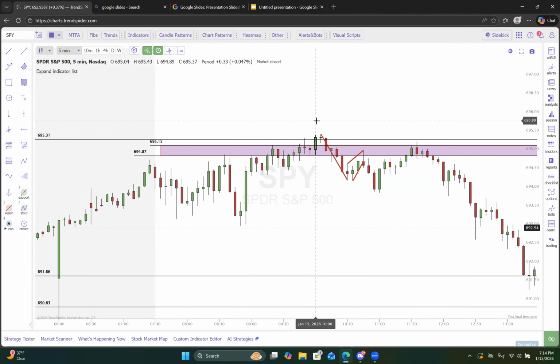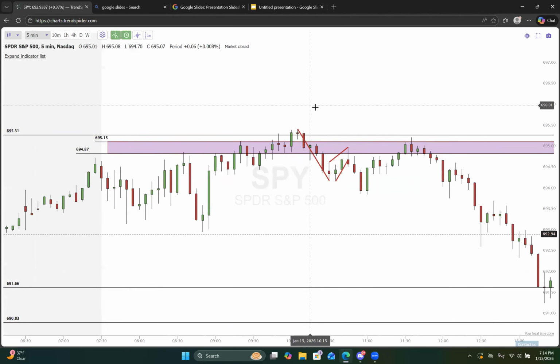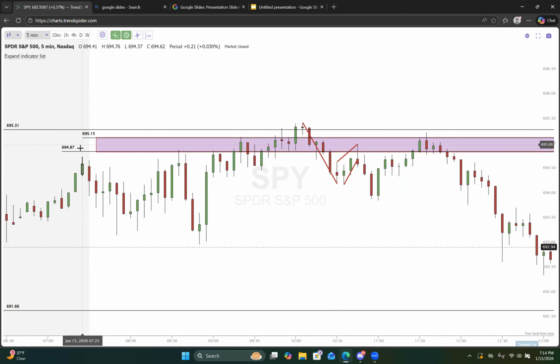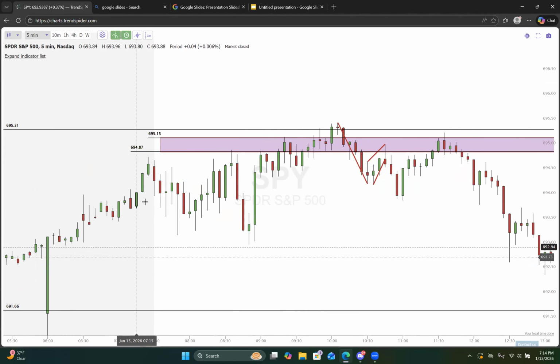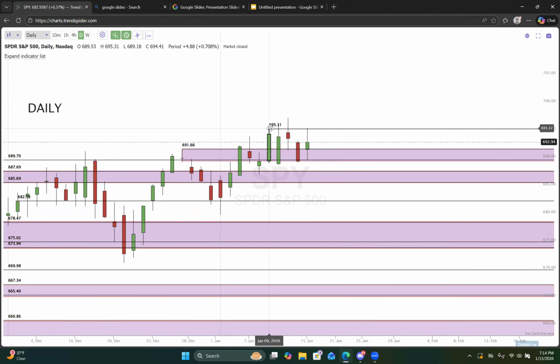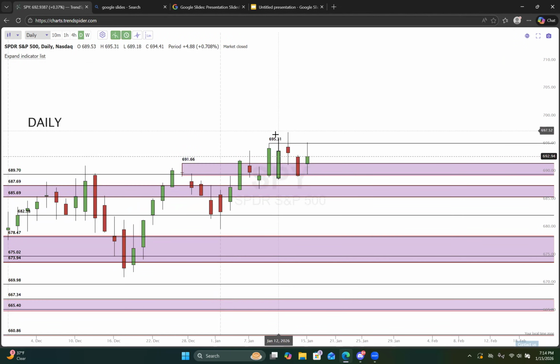So trust yourself. I think you guys are like, how do you know? Well, I don't know, but what I do know is this. Sellers have been in control the entire morning below 695. I know on a daily chart, sellers have been in control below 695. Sellers can't break above 695. Yeah, we broke above 695, but we closed below. No buyers have been able to regain the 695. Coming into today, it has all been sellers below 695.